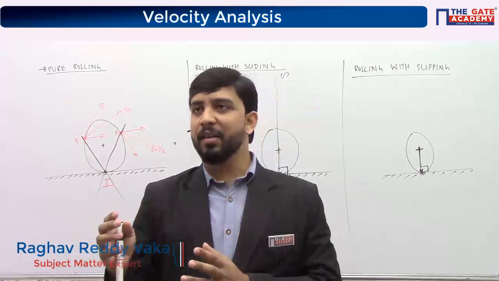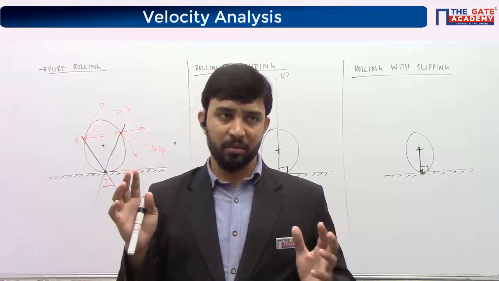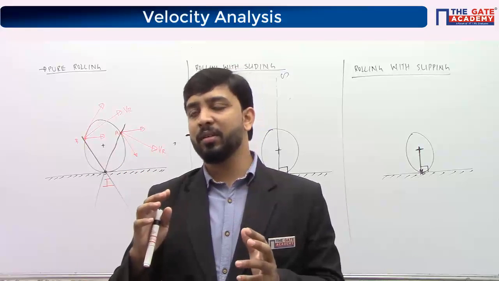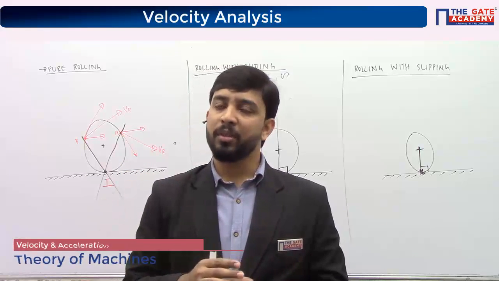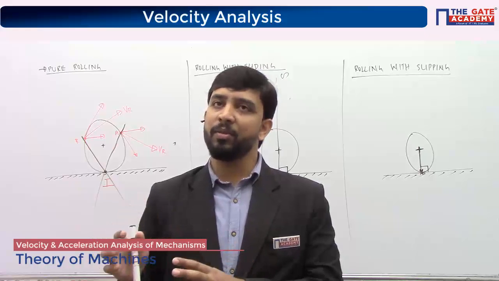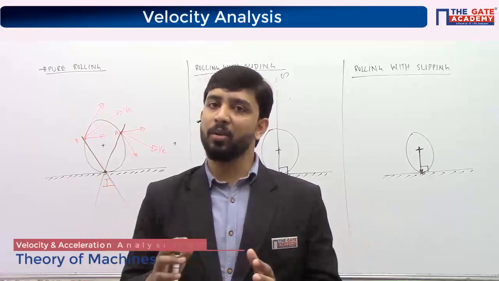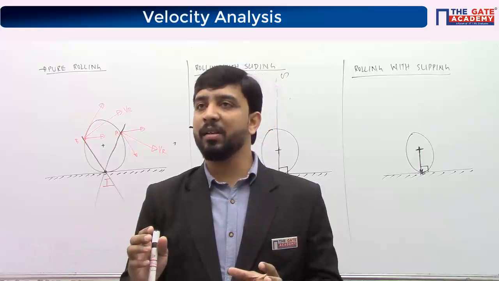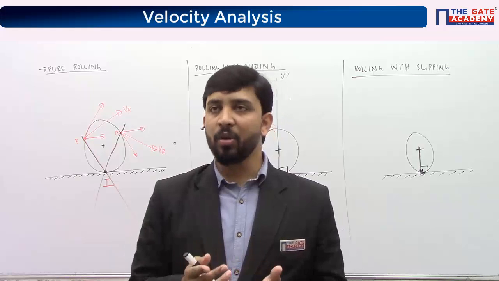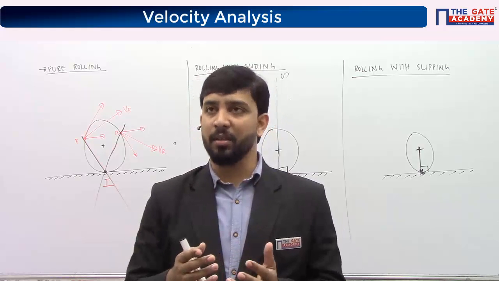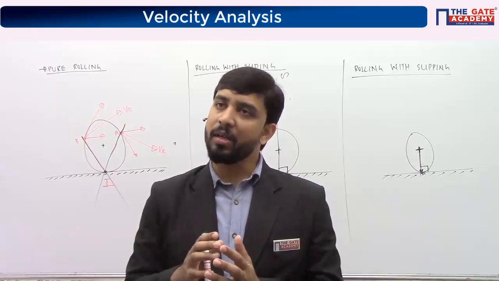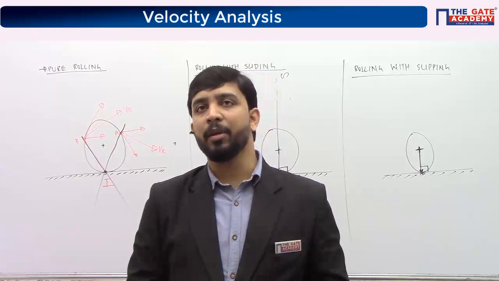Whenever I say higher pair, this terminology of higher and lower pairs is given based on the kind of contact. There is a restriction only on the kind of contact. Depending upon what kind of contact we have between the pairs, they are called higher and lower pairs, but there is no restriction on the type of relative motion that can happen. It can be rolling, it can be sliding, it can be any kind of motion. But as long as the contact is a point contact, it's a higher pair.